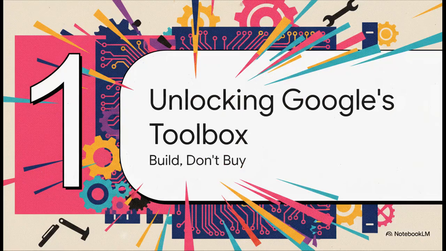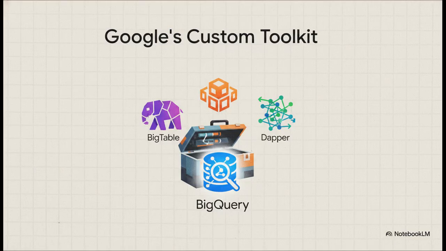So here's the thing about operating at what they call planet scale. You can't just go to the store and buy software off the shelf. It doesn't exist. Any normal system would just buckle and break under the sheer amount of data Google handles. They figured out really early on that to solve their one-of-a-kind problems, they had to become master toolmakers first, building their own tech from the ground up. And man, what a toolkit they built.